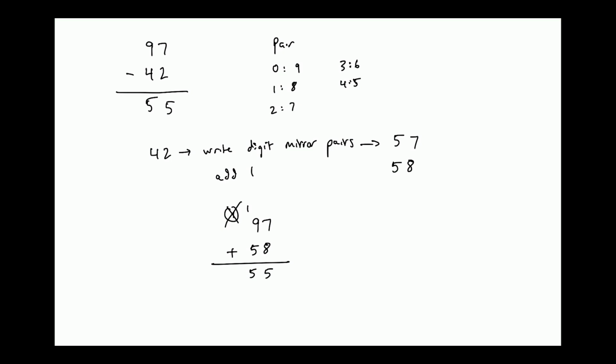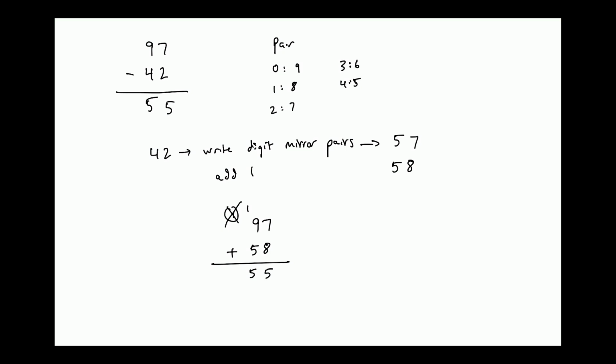Now here's the fun thing. When I paired up the digits, I had 5 different pairs: 0 and 9, 1 and 8, 2 and 7, 3 and 6, 4 and 5, because I had 10 digits. In binary, how many digits or bits do we have? 2. So there's only 1 pair. You just switch them.